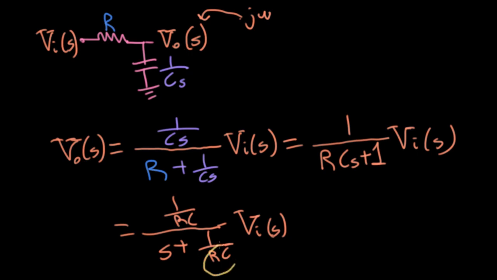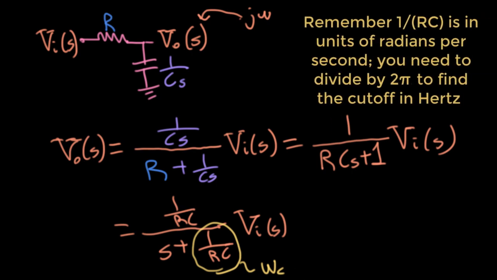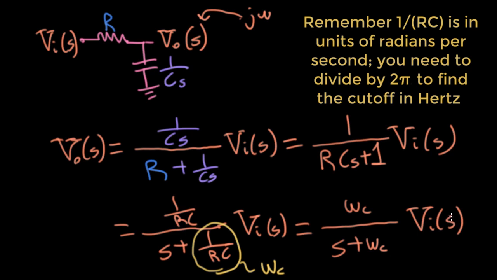Now, if we were thinking about this in terms of the time domain, we would usually say we have a time constant tau that equals RC. But for the purposes of today's lecture, I would like to think about the frequency domain. So instead, what I would like to do is call 1 over RC omega C. Later, I'll show you that omega C is the half-power cutoff point, which is why I'm using C here to stand for cutoff. So let's write this as omega C over S plus omega C, and then I have my VIS.